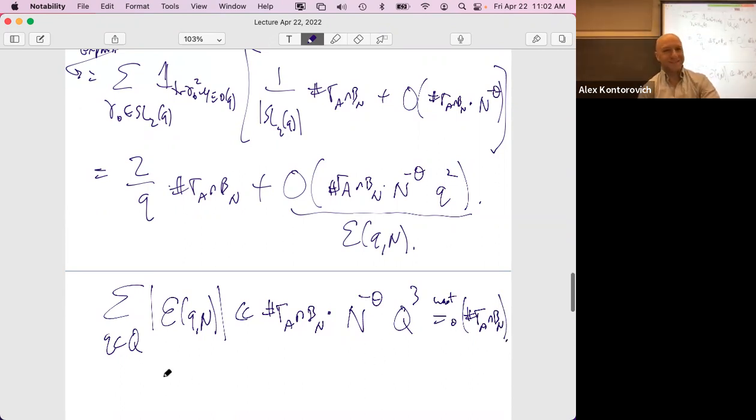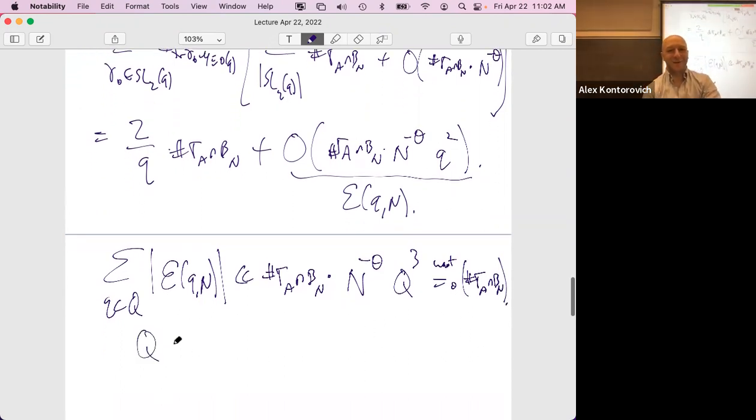Well, that's perfect. I need Q cubed to be less than N to the theta. In other words, if I take Q to be N to the alpha, if alpha is anything less than theta over 3, then I have a power savings. If Q is N to the theta over 3, then when I cube it, I get N to the theta.